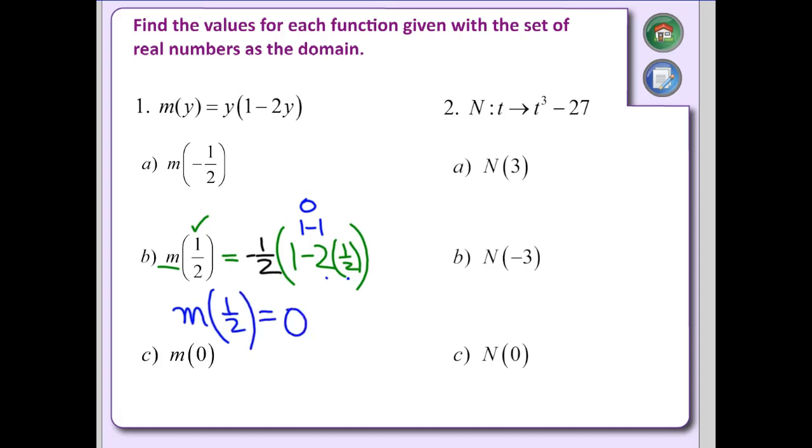Look at letter C. What's going to happen on letter C? Can you figure it out? Yeah, function m, we're plugging in 0 for y, and hopefully you realize that would be 0 as well.